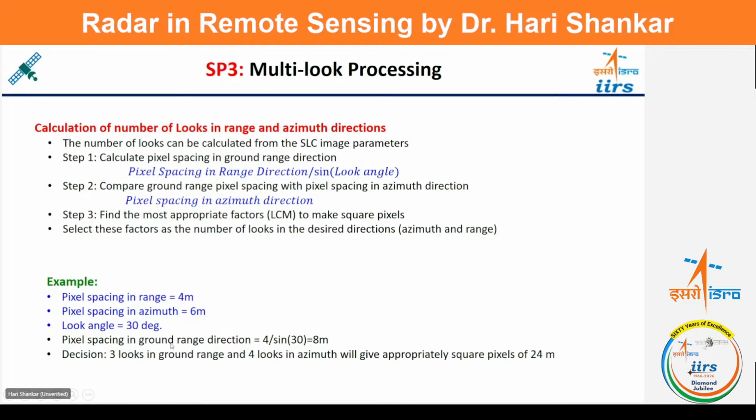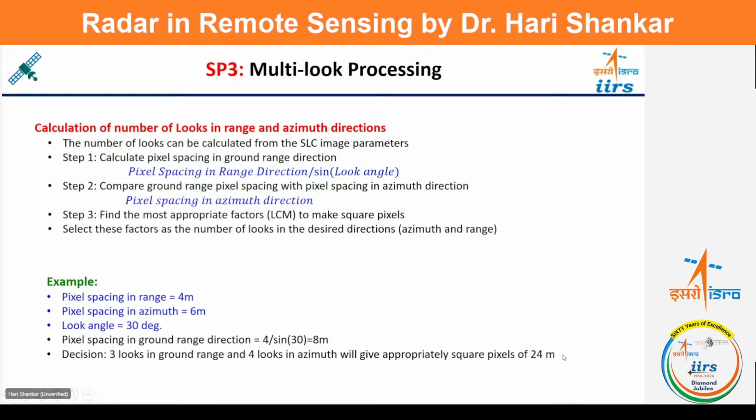Then the pixel spacing in ground range direction will be the pixel spacing in range direction divided by sine theta. So 4 divided by sine 30 is 8 meter. Now this pixel spacing in ground range direction is 8 meter and pixel spacing in azimuth direction is 6 meter. Now you take the LCM of 6 and 8, so that is 24. So 24 is basically giving you the square pixel.